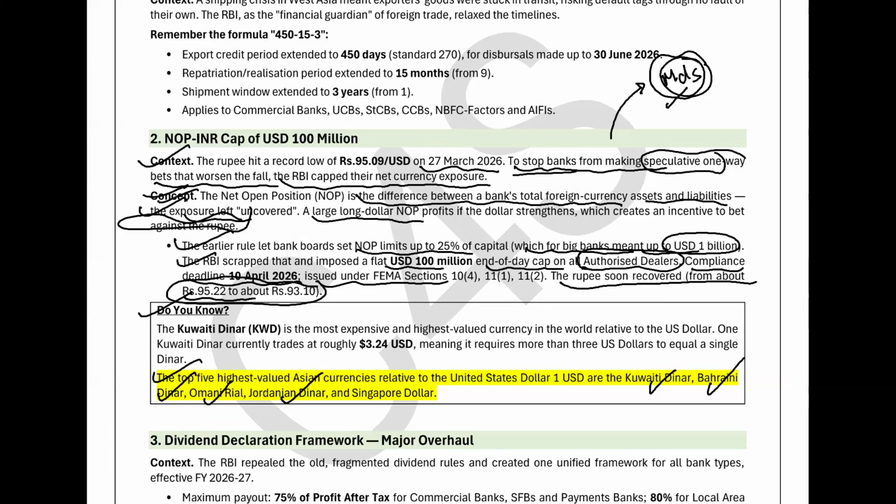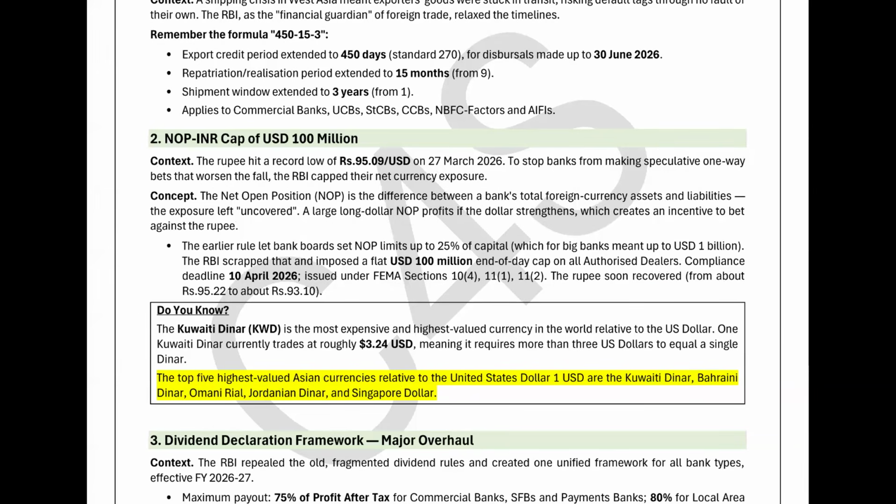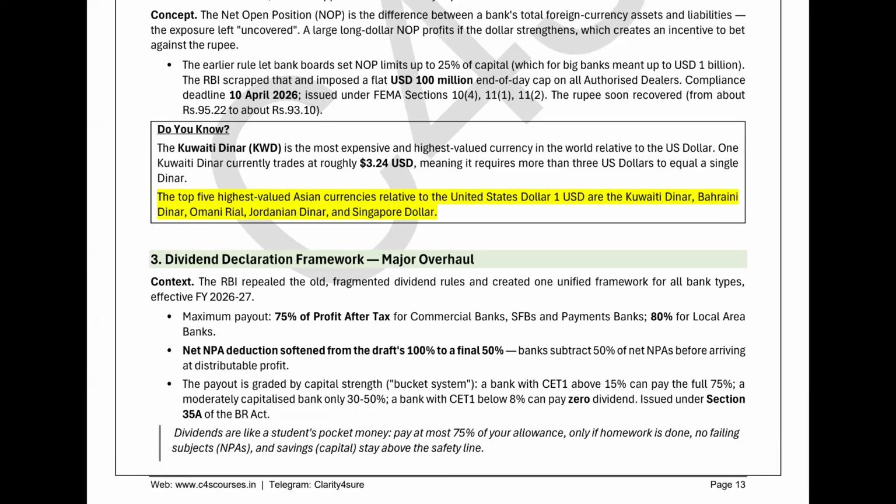Jordanian dinar, and Singapore dollar, right? This is only the top 5. And India का rupees कहाँ है in comparison with US? Check. Is it clear? Right, and this is a very important point. So NOP INR cap of USD 100 billion. I hope it is clear to everyone.